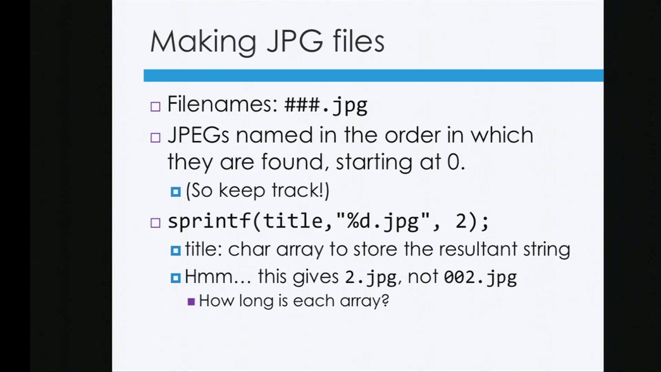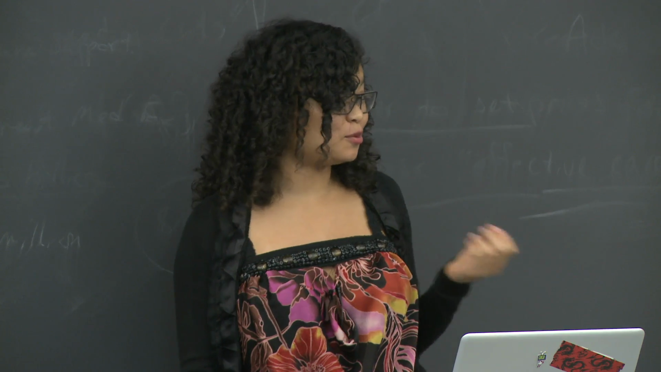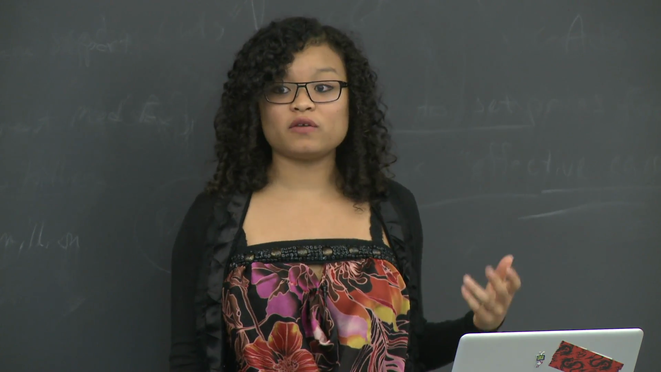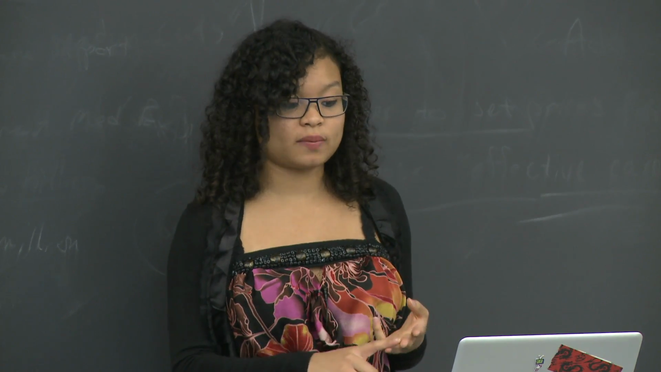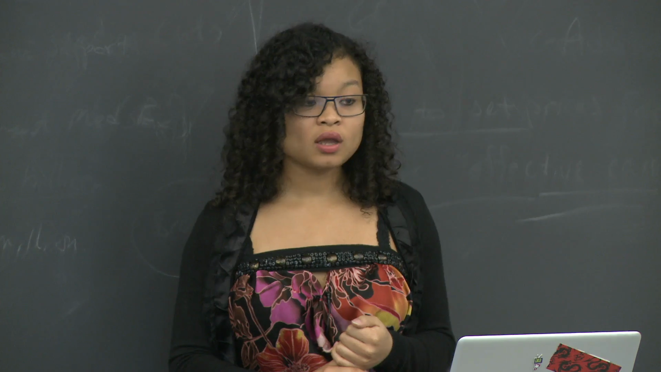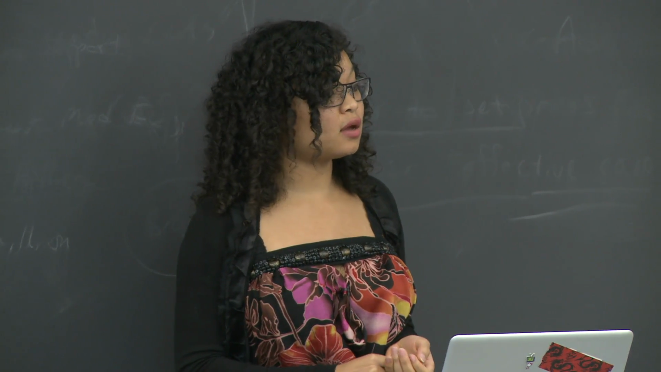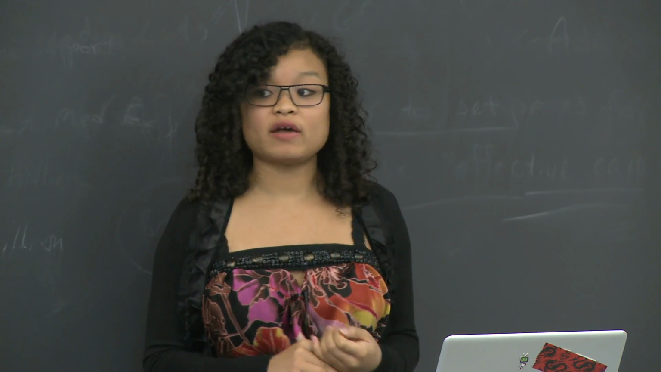And so basically whenever you find a JPEG in your program, you're going to want to name it in the order that it's found. So what does this mean? Well, we need to keep track of how many we found and what the number of each JPEG should be. So here we're going to take advantage of the sprintf function.